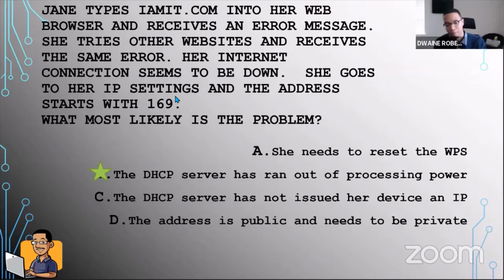But just so you understand, that green star isn't there. C is the answer. The DHCP server has not issued her an IP address. The DHCP server is responsible for giving out IP addresses. If you can't contact the DHCP server, if the DHCP server is offline, you're automatically assigned a 169 IP address. Okay?